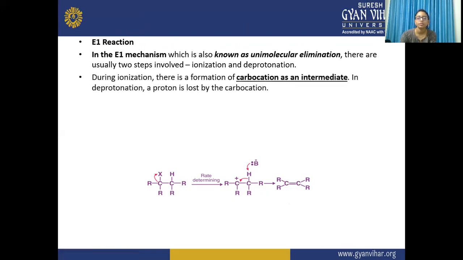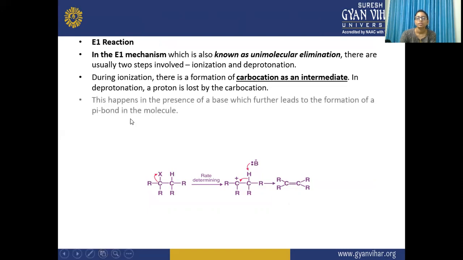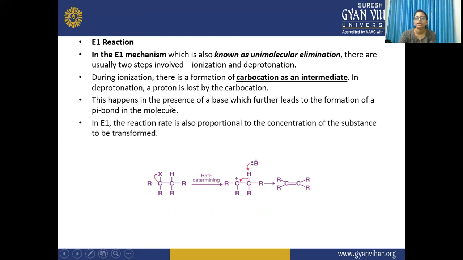During ionization, there is a formation of carbocation as an intermediate. In deprotonation, a proton is lost by the carbocation. So in the E1 reaction, the carbocation is formed as an intermediate, because here two steps are processed. This happens in the presence of a base, which further leads to the formation of a pi bond in the molecule. The base attacks the proton, and after that there is the formation of the pi bond.